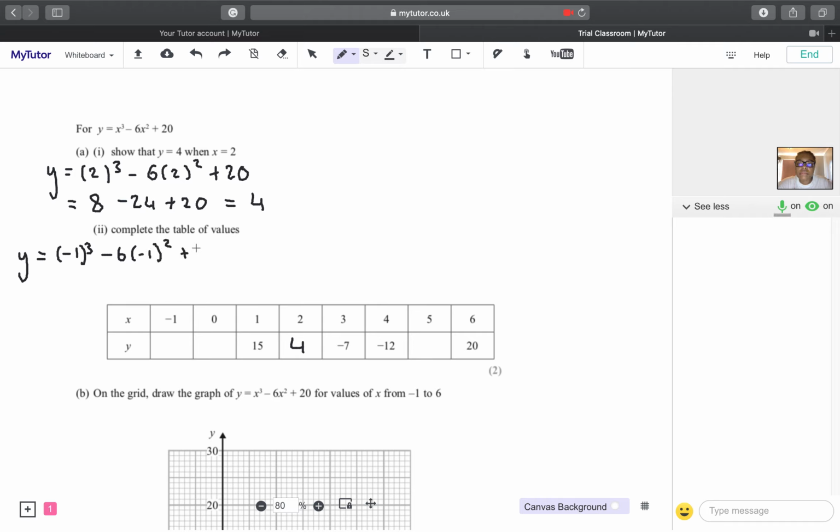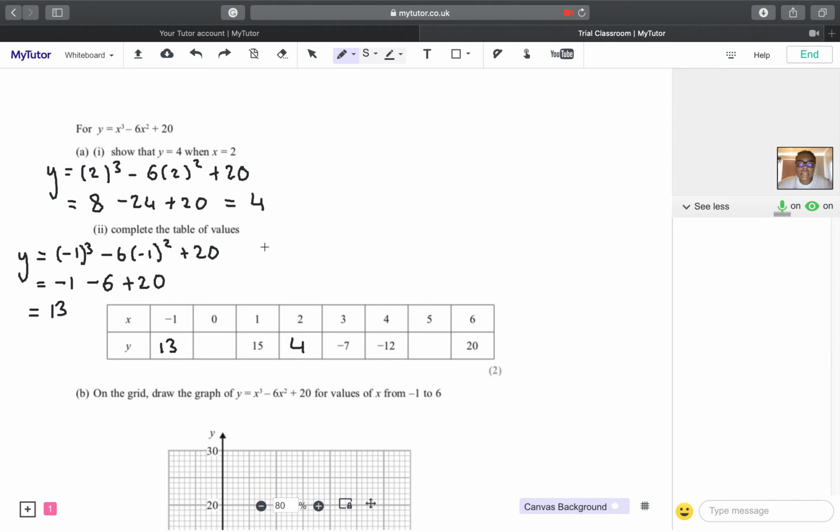And I'm going to put the numbers into brackets so we don't get confused with the negative numbers. So minus 1 cubed is minus 1 because it's minus 1 times minus 1, which is 1, and then multiply with another minus 1, which will give us minus 1. Then we've got minus 6 multiplied by minus 1 squared. Minus 1 squared is 1, multiplied by minus 6 is minus 6, and then we add the 20. Now minus 1 minus 6 is minus 7, plus 20 is 13. So our first answer is 13.